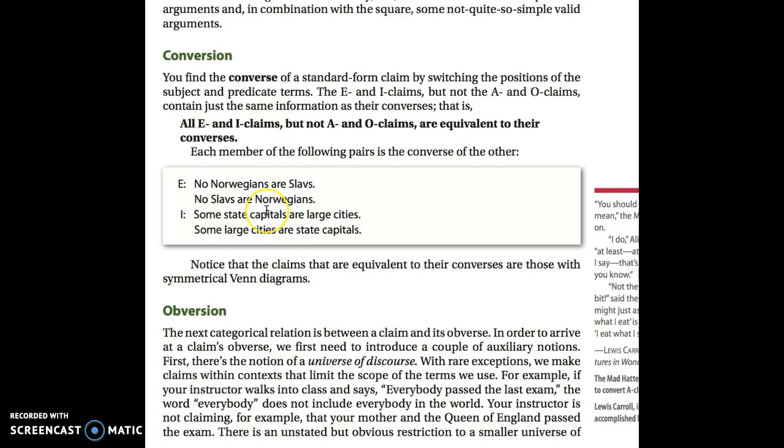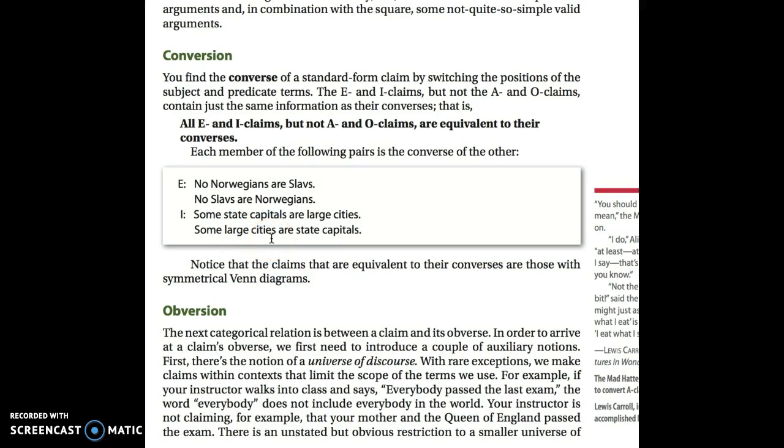So in this case, the original categorical E claim, no Norwegians are Slavs, conversion applied to it gives us no Slavs are Norwegians. In an I claim, some S are P, some state capitals are large cities, and some large cities are state capitals. Again, we simply take the predicate and put it in the subject place, and the subject in the predicate. And that's all we've done here.